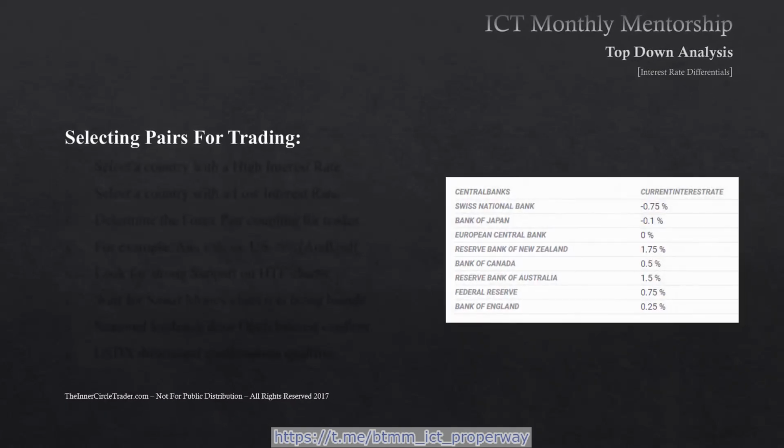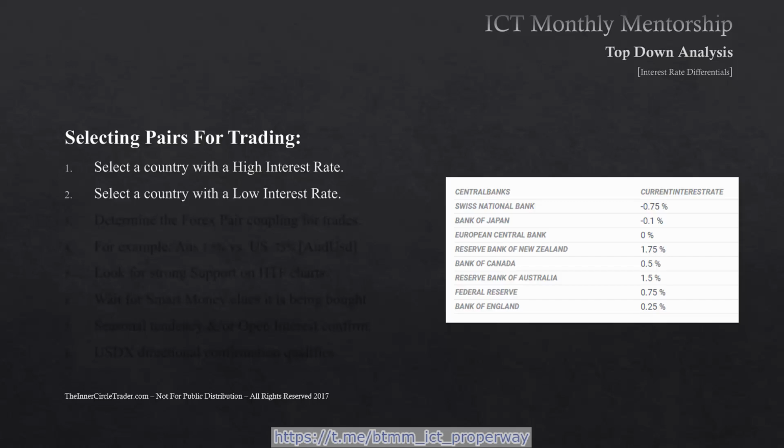All right, so let's take a look at selecting a pair for trading. First thing you do is you want to look for a country that has a high interest rate. Then you want to select a country with a low interest rate. Now, it doesn't have to be the lowest of the low, and it doesn't have to be the highest of the high. It can be just a very strong difference between the 2 interest rates. And then obviously once you select the high end and the low end currency or country in its respective currency, you're going to determine the forex pair coupling based on those 2 respective countries.